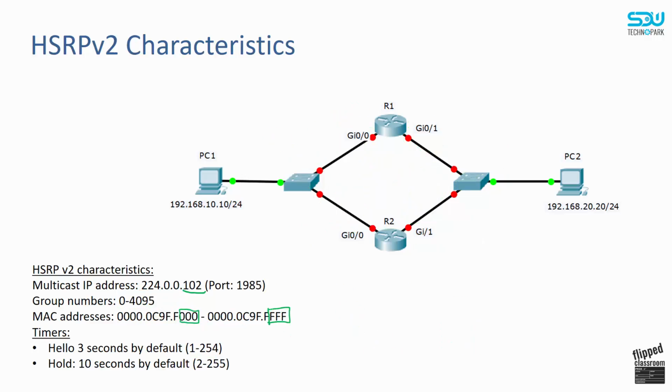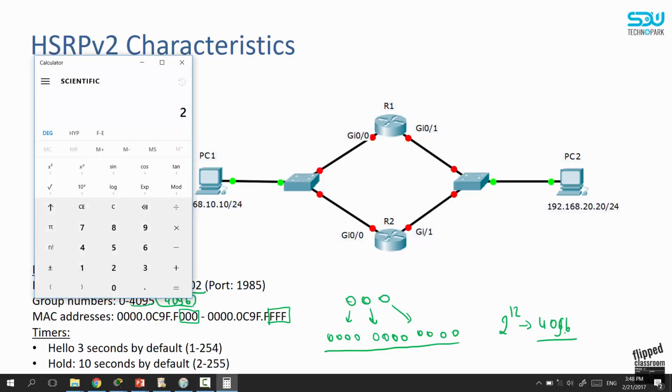Whereas in HSRP version 2, we have 4096 combinations. And these combinations can be gained by 3 hex values. So if you take a look at 3 zeros, and represent them in binary form, you will see that you have actually 12 bits, and 2 to the power of 12 gives you 4096. Well, let's check it out. 2 to the power of 12. Yeah, here it is.